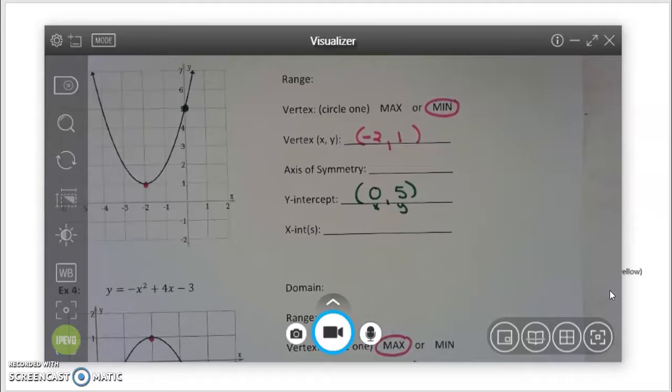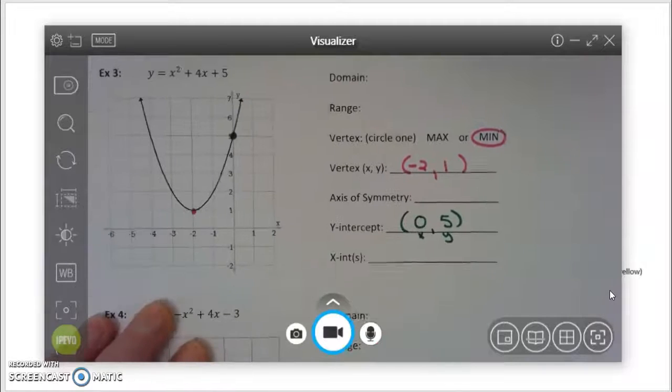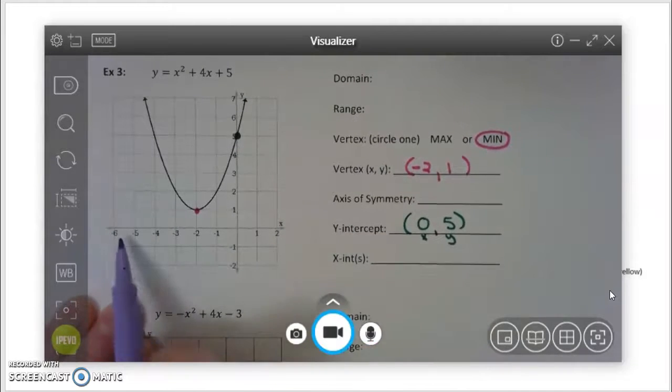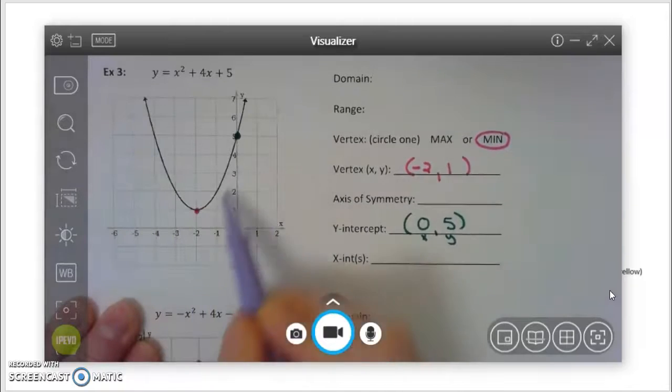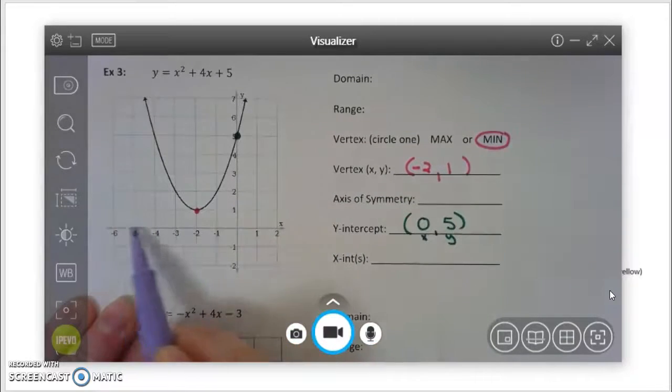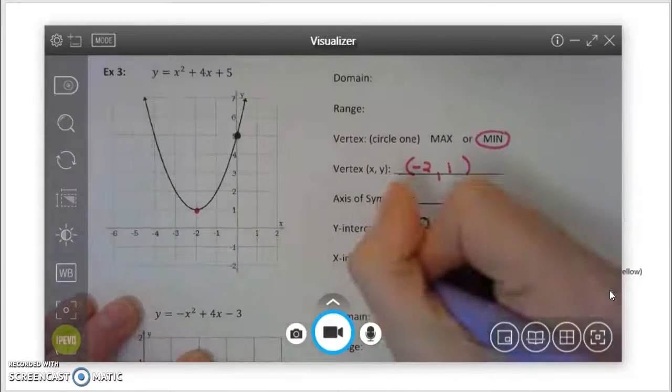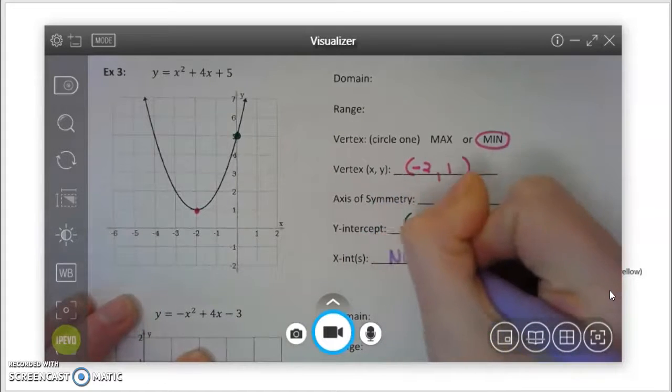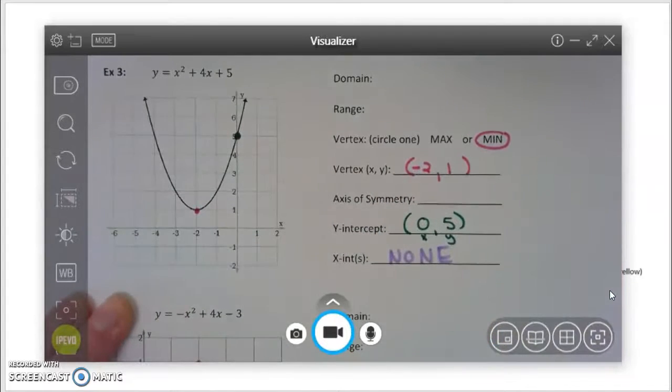So more practice with that on example number 3. For my x-intercepts, if I'm looking at this picture, the parabola is above the x-axis and it's never going to have its arrows turn around. It has no x-intercepts. Okay.